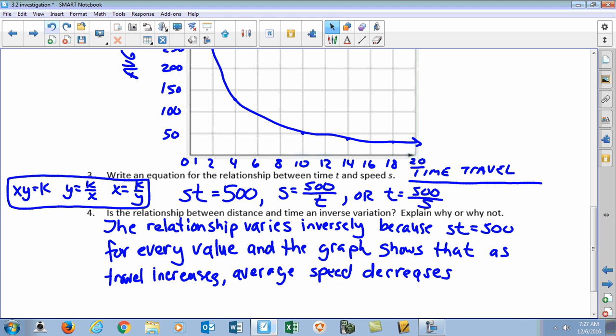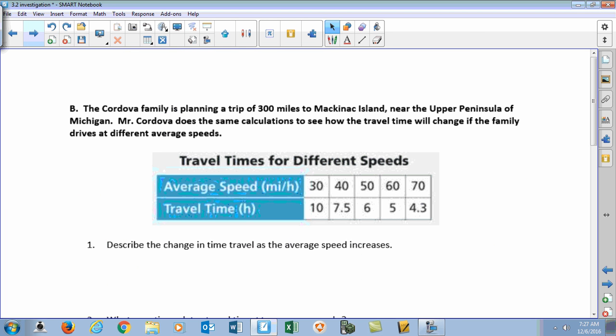So if you go to the next page in part B, okay, it's a very similar question, but I want you to pause the video and try to do part B with your group. Okay, so your scenario is the Cordova family is planning a trip of 300 miles to Mackinac Island near the Upper Peninsula of Michigan. Mr. Cordova does the same calculations to see how the travel time will change if the family drives at different speeds.